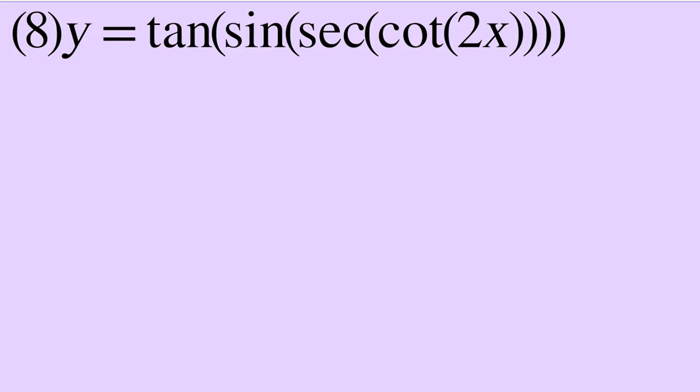So how many layers do we have here? 1, 2, 3, 4, 5. I would recommend challenge yourself, pause the video, find the derivative, and then compare your answer with my answer. So, starting with the outermost layer, tangent, its derivative is secant squared. So we have secant squared of the whole inside.